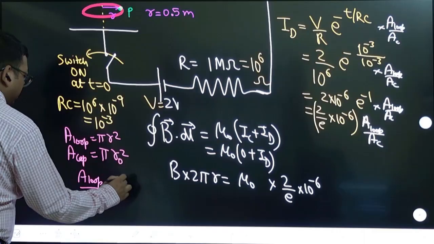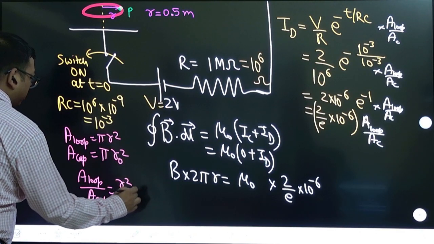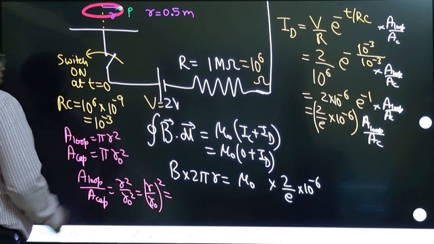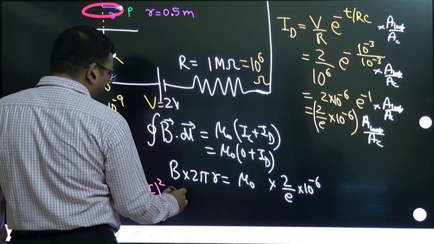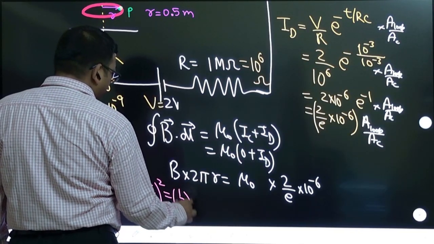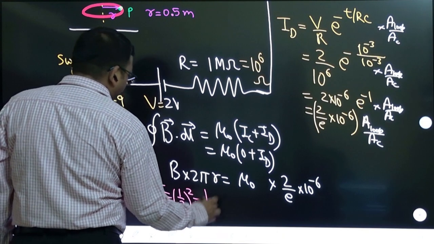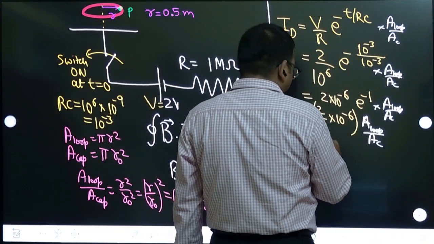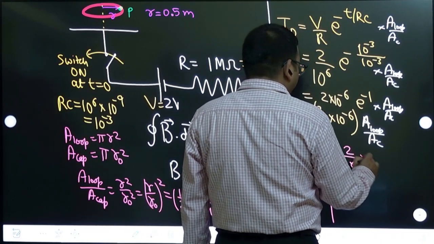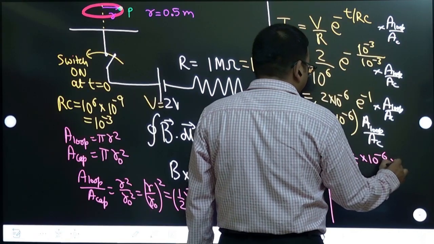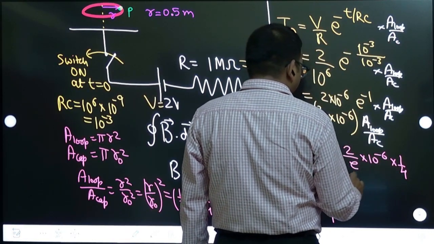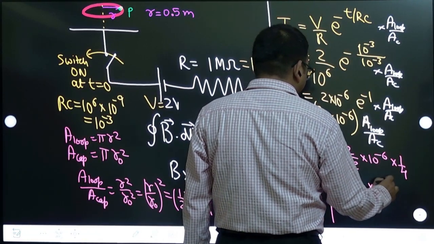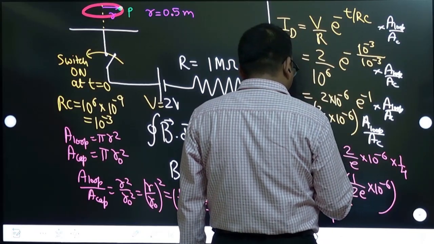Pi will get cancelled. R square by r naught square, that means (r by r naught) whole square. R is half of r naught, so 1 by 2 it is going to happen. So this factor will come 1 by 4. 1 by 4 extra factor is also coming here. Note this. So 2 by e into 10 to the power minus 6, 1 by 4 it is also there. So 1 by 2 e into 10 to the power minus 6. This is ampere. This is displacement current.